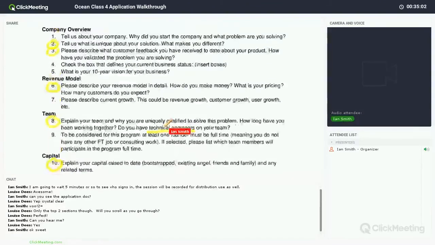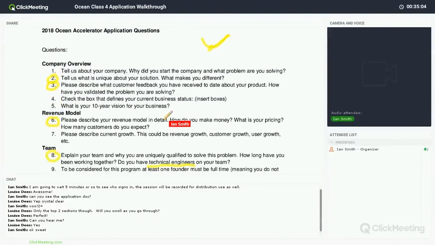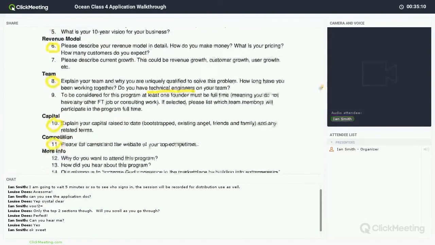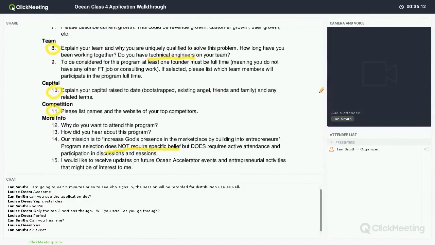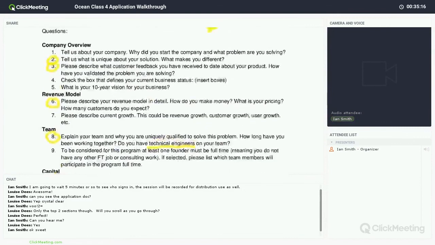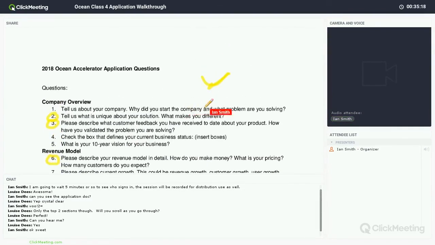And that brings us to the end of the application. So let me do a review. We went over the company overview, the revenue model, team, capital, what competition exists, and then we had the more info section. I'll give you some closing thoughts here.